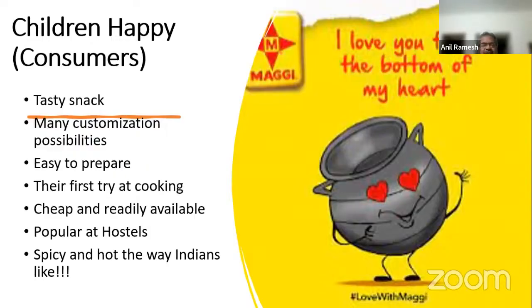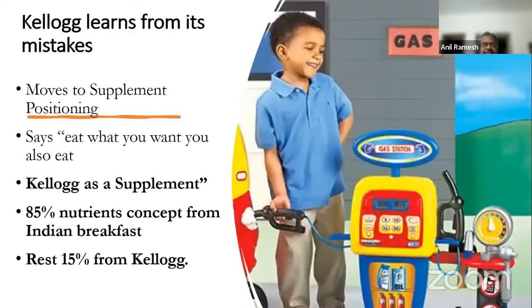Easy to prepare. The consumers loved it. It was their first try at cooking. And these consumers, small children, will grow up to be mothers again, and they would encourage their own children to have it. And it was cheap and readily available, very popular among hostels. And best thing is, it was spicy and hot the way Indians like.